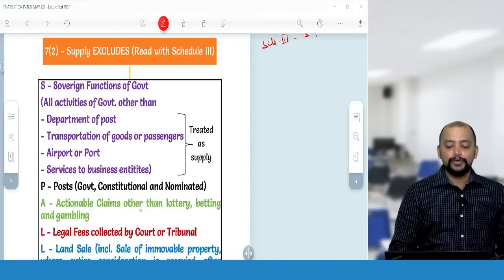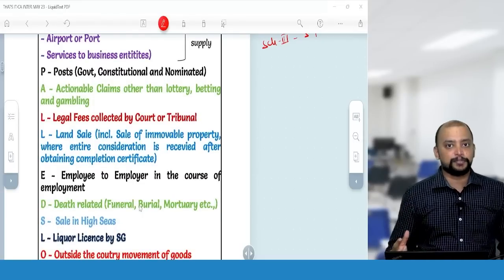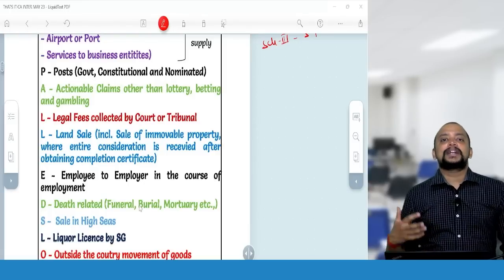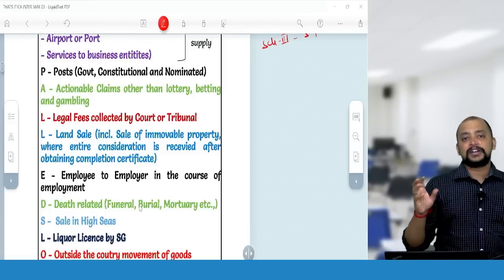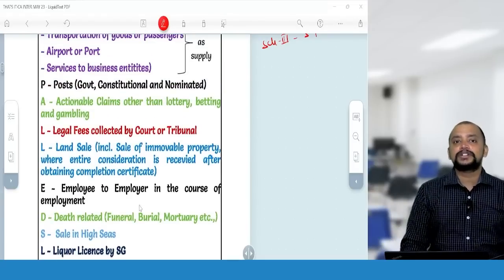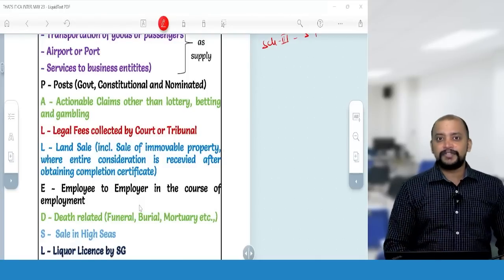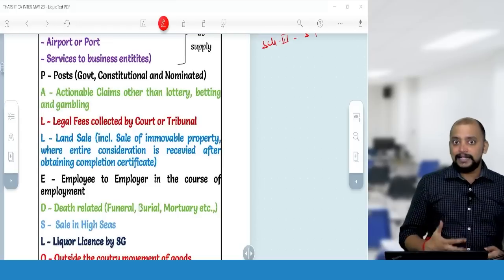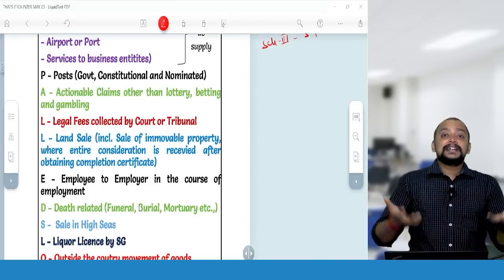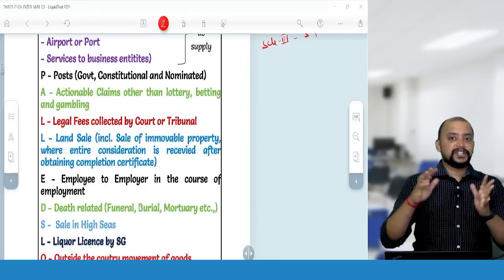Then P for post. So P, post, that is government post, constitutional post and nominated post. Then A for actionable claims other than lottery, betting and gambling, which means only lottery, betting and gambling are covered under supply. Then L for legal fees, fee collected by court or tribunal. Court fees or tribunal fees will not be treated as supply, excluded from supply. Another L is land sale. So sale of land is excluded from supply, or sale of building where entire consideration is received after obtaining completion certificate or first occupation, whichever is earlier.